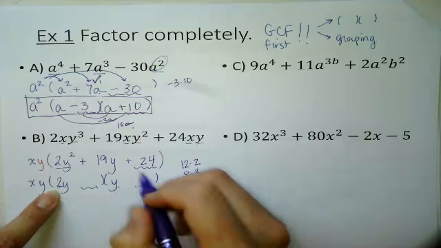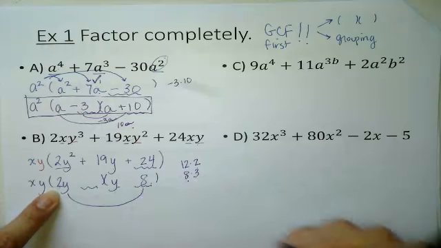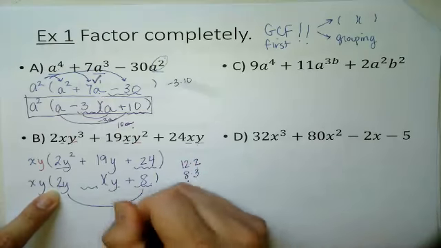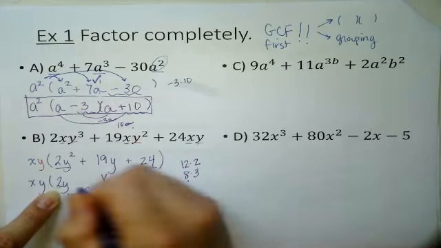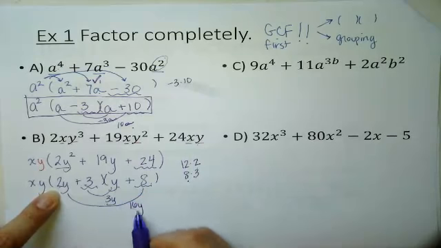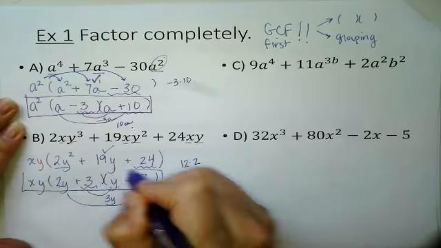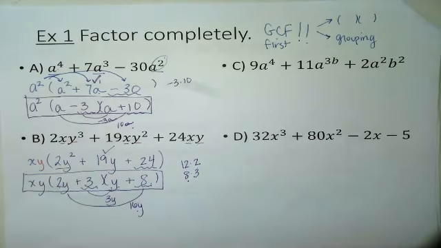So my 8 times my 2, that's my outer product here. 8 times 2 gives me 16y. And then my inner product, 3 times y is 3y. 3y and 16y is how we get that 19y. So I know that I did it perfectly. Don't forget the rainbow, really important.